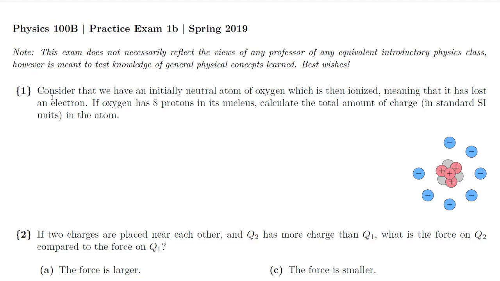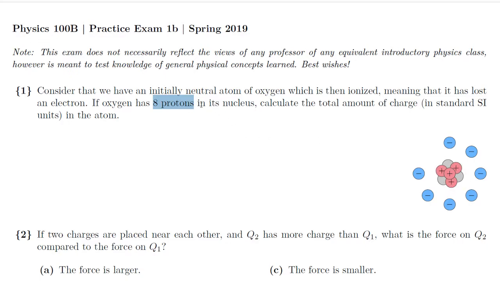So, number one. Consider that we have an initially neutral atom of oxygen, which is then ionized, meaning that it has lost an electron. If oxygen has 8 protons in its nucleus, calculate the total amount of charge in standard SI units in the atom. So for this one, there is a convenient little figure here for you to visualize. You have a nucleus which is made up of protons and neutrons, the protons being the ones that we care about having charge.